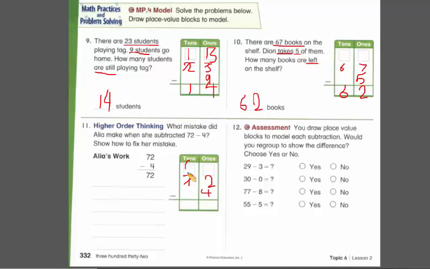So 7 becomes 6 because it gave us 10. The 2 now has an extra 10. 2 and 10 more ones equals 12. We are doing regrouping. 12 minus 4, can I do subtraction now? Yes, I have enough ones to do subtraction. So 12 minus 4 equals 8. And then 6 minus 0, nothing in the tens, equals 6. So the answer is 68.